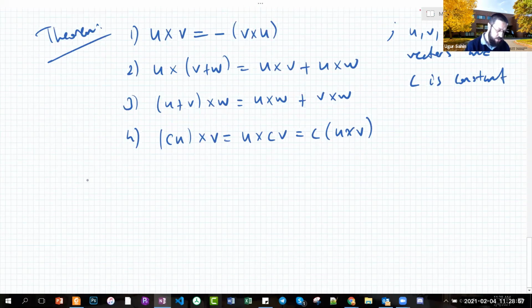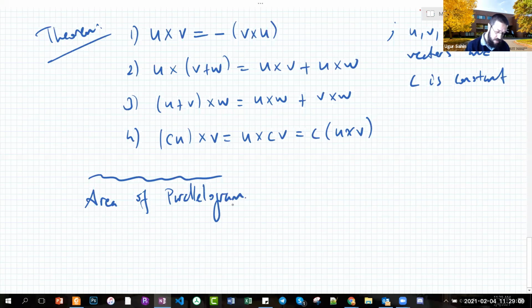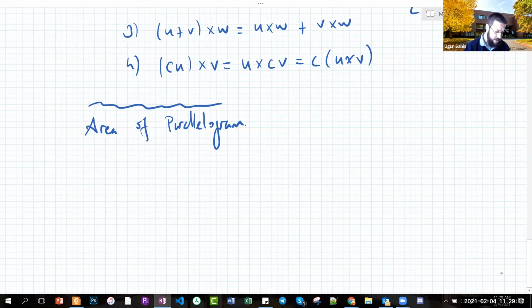The first application of this cross product, guys, is the area of the parallelogram. So we can use the definition of the cross product to calculate the area of the parallelogram. How could that be? Let's say I have two vectors, U and V, and then I have the theta here. I'd like to calculate the area of this parallelogram.